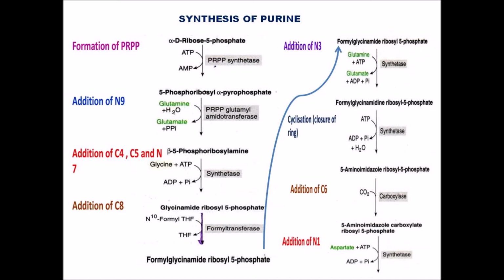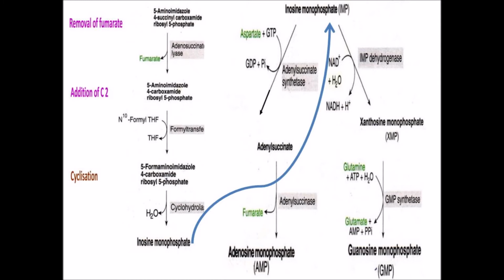See, this is the diagrammatic representation of purine synthesis and each step is explained in the following slides. First is the formation of PRPP, addition of N9, addition of 4th carbon, 5th and N7, addition of C8, addition of N3, cyclization, that is closure of the ring, addition of C6, addition of N1, removal of fumarate, addition of C2, cyclization, then the formation of adenosine monophosphate and guanosine monophosphate.